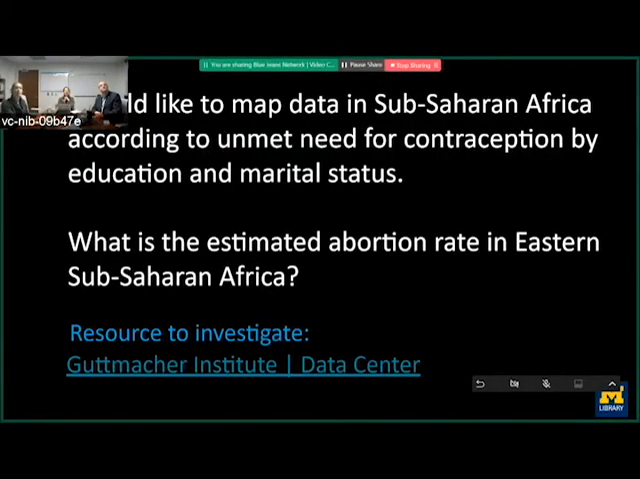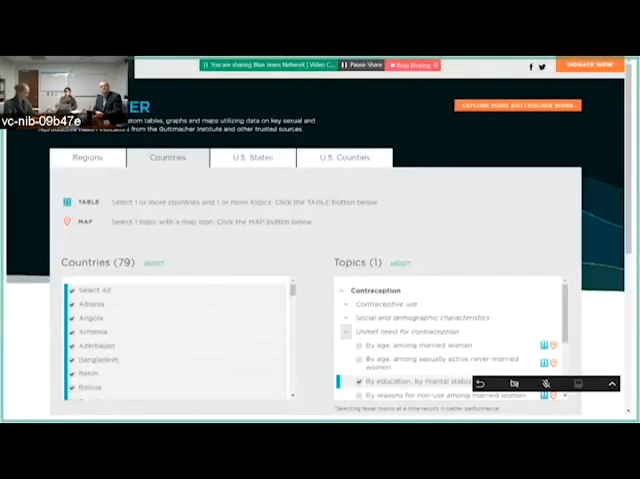Here I'm looking at Sub-Saharan Africa. And I want to map unmet need for contraception, but I want to see it from education and marital status. Another question I might have that could be answered using Guttmacher is the estimated abortion rate in Eastern Sub-Saharan Africa. And I'm using Eastern because I think that's relevant to our user population. So I'm going to go ahead and go to the Guttmacher data.